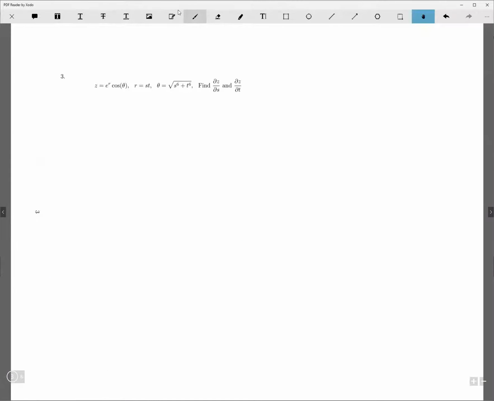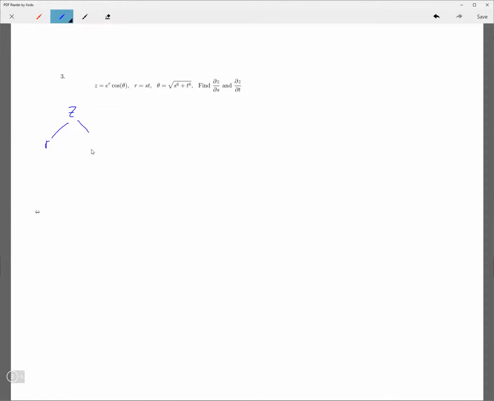Okay, so let's go to number 3. You have z at the top, and then what's the next tier down? What variables are in the mid tier? Yeah, there's an r and a theta, right? Okay, and then the bottom tier: you have r equals st, and here you have theta equals the square root of s squared plus t squared to the s to the 6th plus t to the 6th.